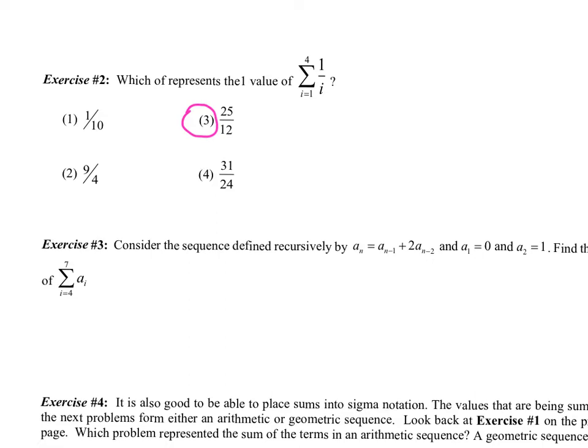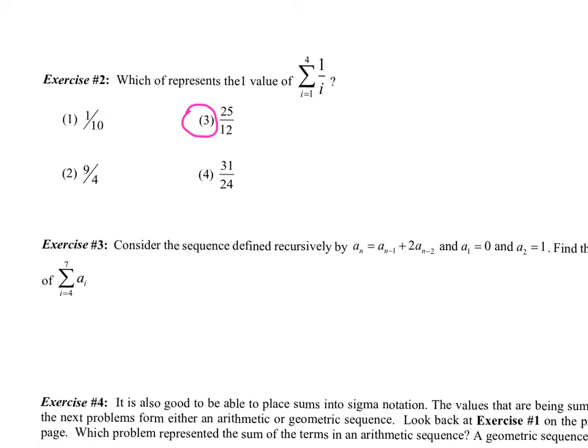Okay. What I'm going to do is I'm going to make my chart. So I have 1, 2, 3, 4. My rule is 1 over i. So I'm going to do 1 over 1, 1 over 2, 1 over 3, 1 over 4. But remember, you then have to add them together. 1 over 1, which is just 1, plus 1/2, plus 1/3, plus 1/4.